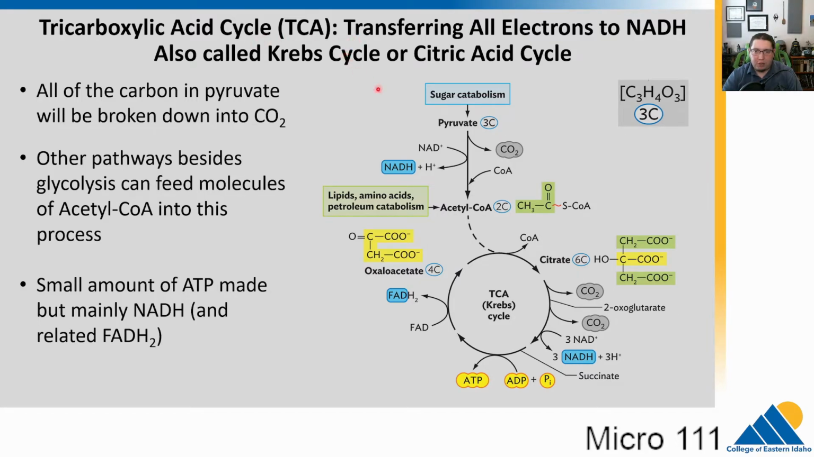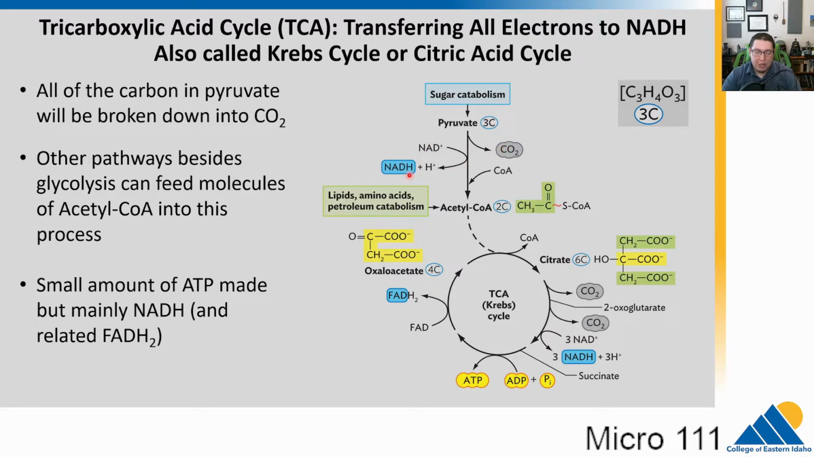The TCA stands for tricarboxylic acid cycle. And really what this is doing is taking the pyruvate and transferring all the electrons that are in there to these shuttle molecules, NADH and FADH2. In the process, a little bit of ATP is made, but not very much. So don't, again, memorize this, but we start with a 3-carbon pyruvate, and we chop one of those carbons off to make a 2-carbon acetyl-CoA.